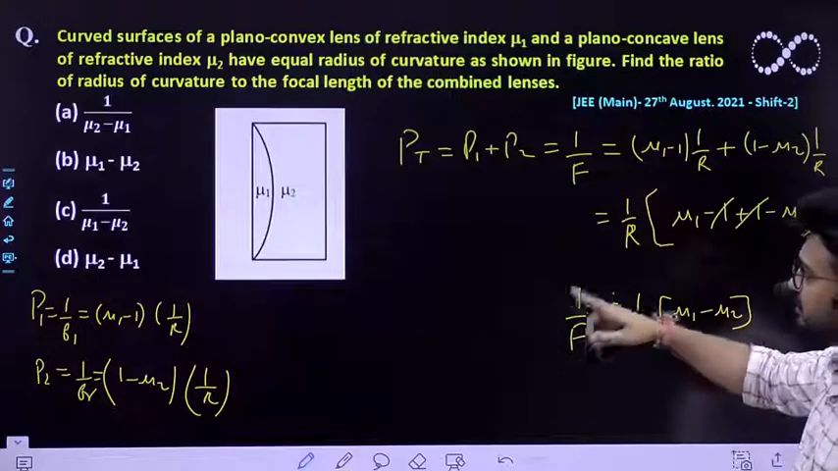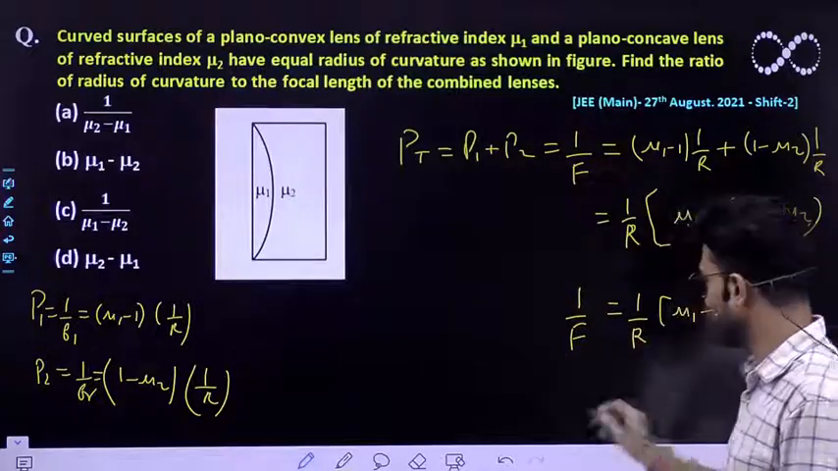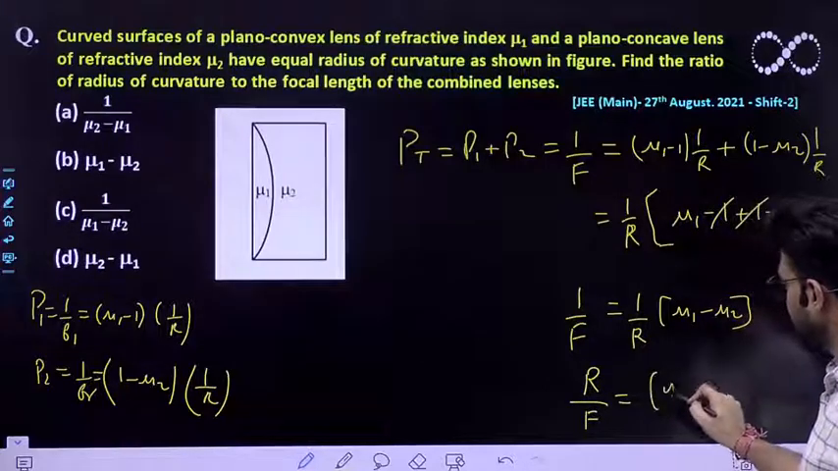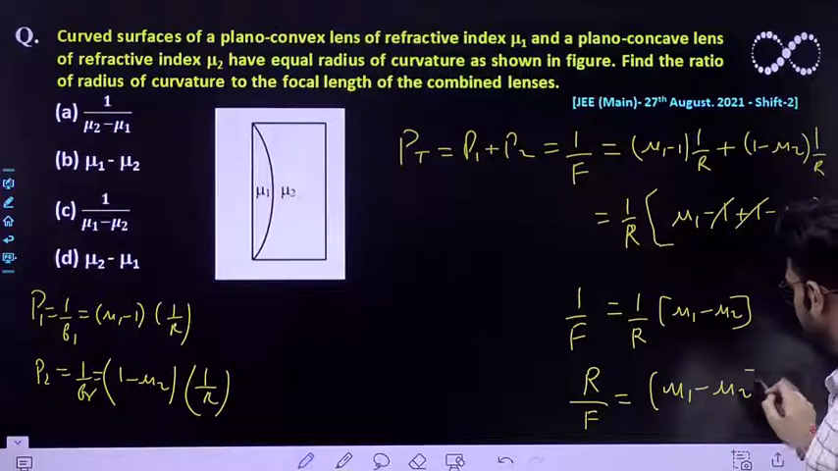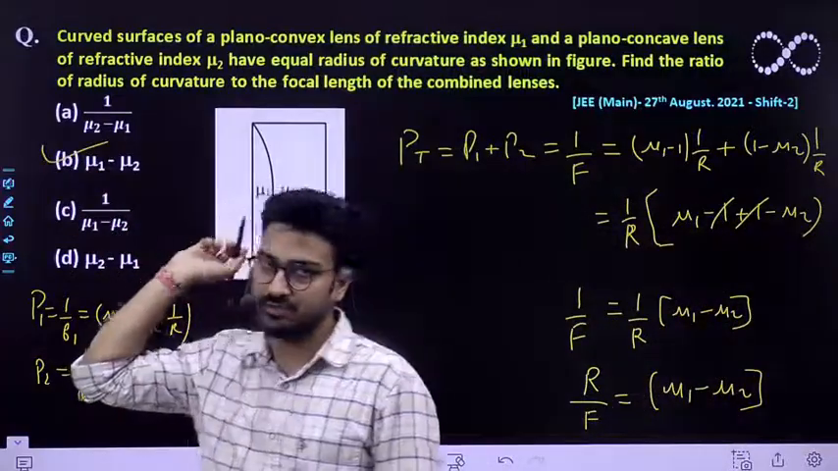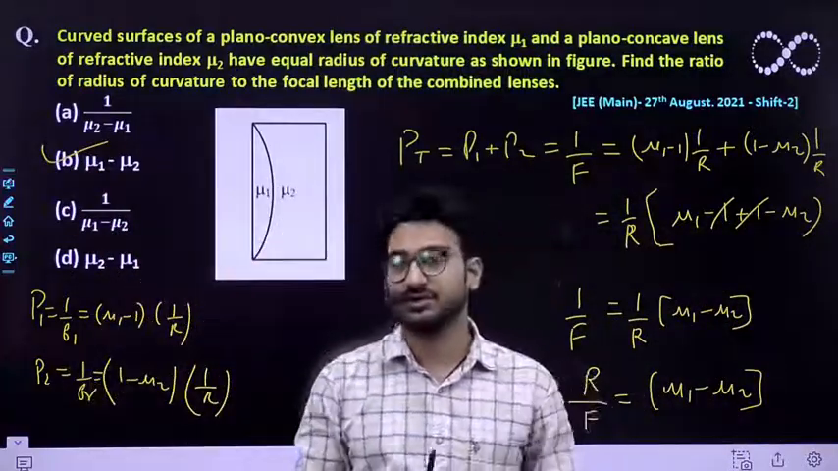Now you have to find out the ratio of radius divided by the effective focal length. So you have to find out the ratio of r by F, which came out to be mu1 minus mu2. So that means B would be our correct option. I hope this question is clear to everyone.